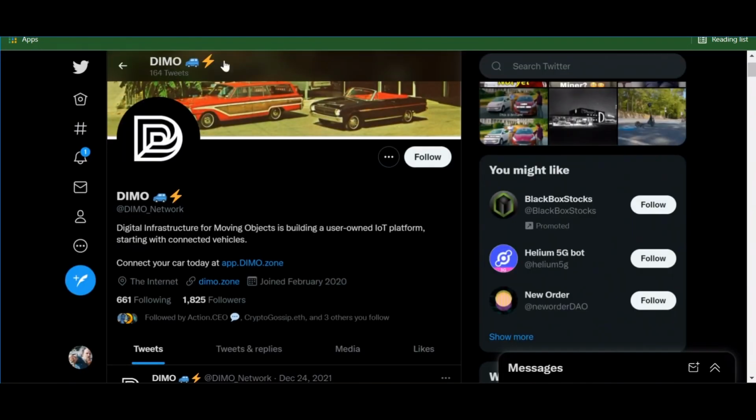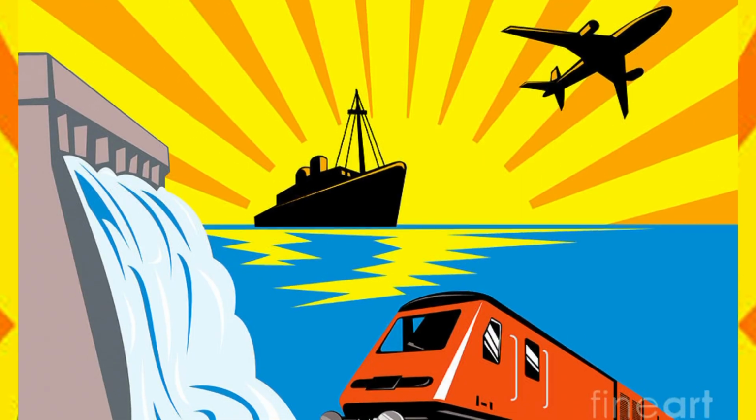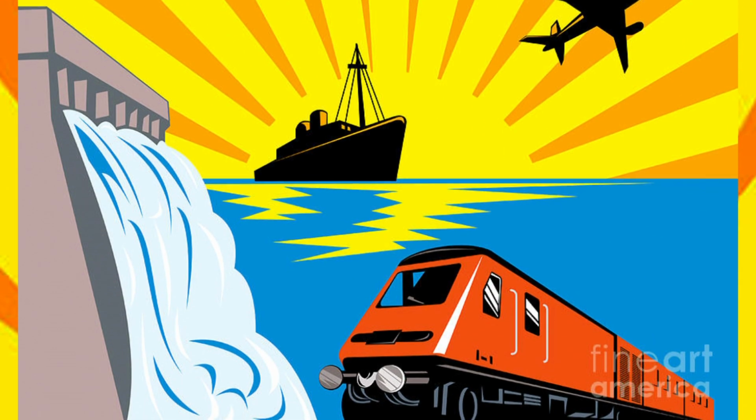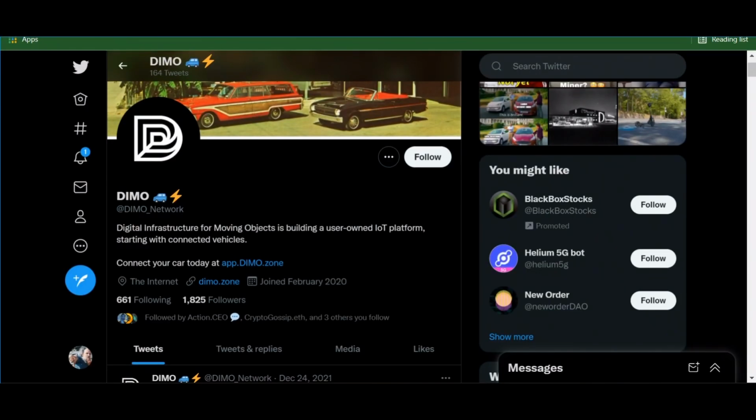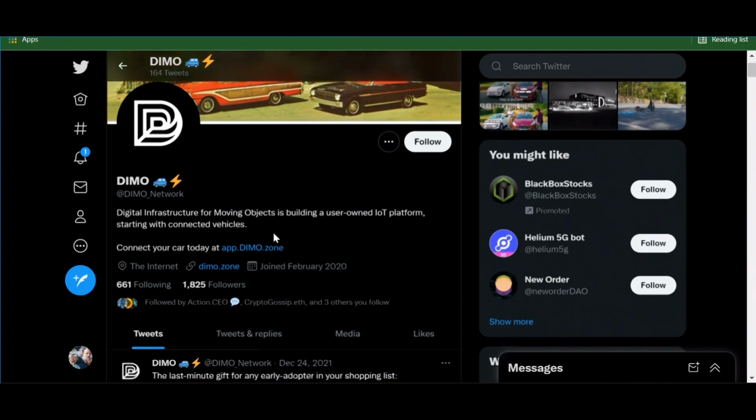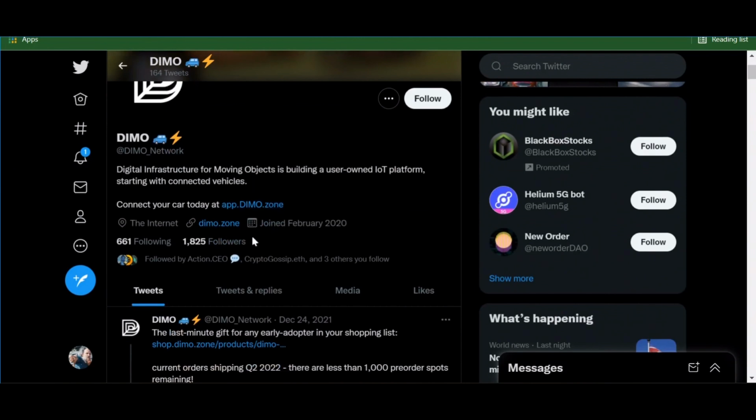So it's called Dymo. So what is Dymo? Let's talk about it. Basically, it's a digital infrastructure for moving objects. Well, that's a pretty bad explanation because I think it's only for cars. Moving objects would be like airplanes, boats, bicycles, drones. I think it's basically a digital infrastructure for moving cars. I don't think they're doing anything for boats or airplanes yet. So I think that's a bad explanation, but be glad I explained that to you.